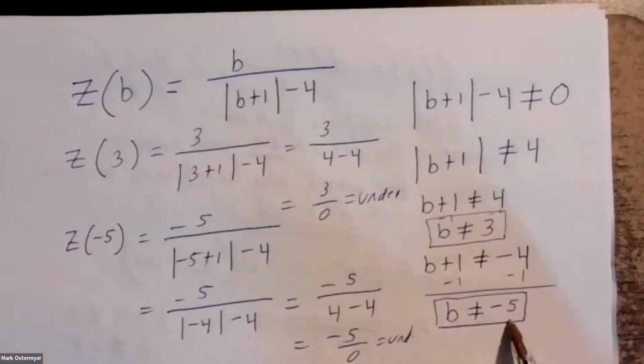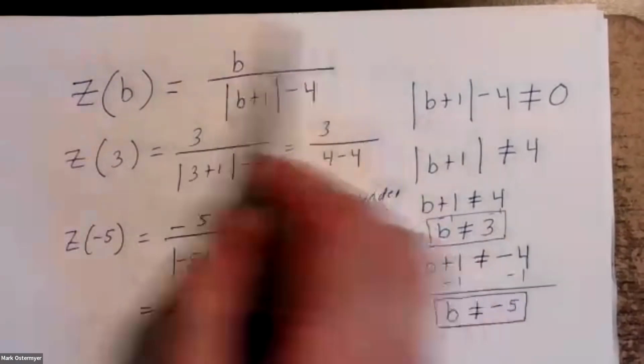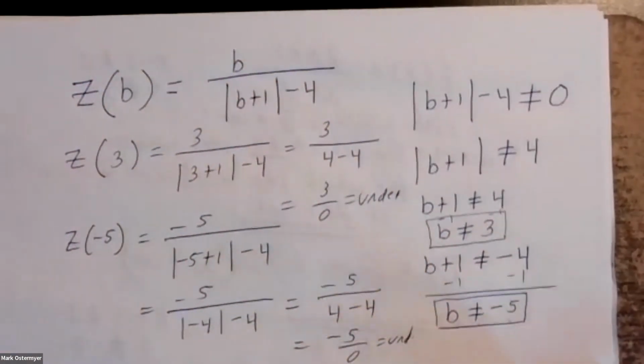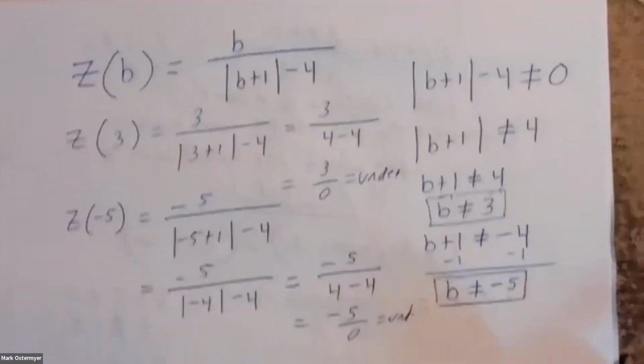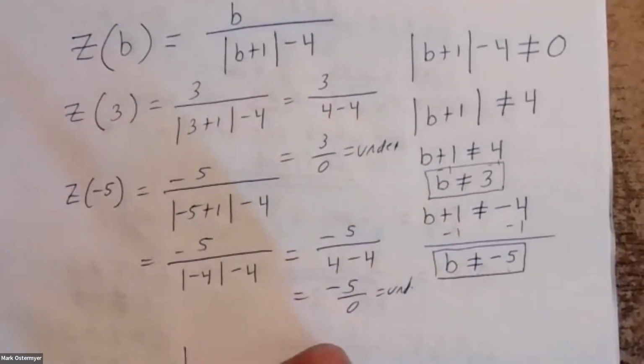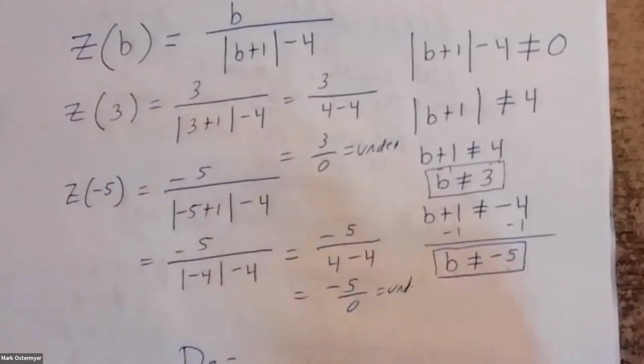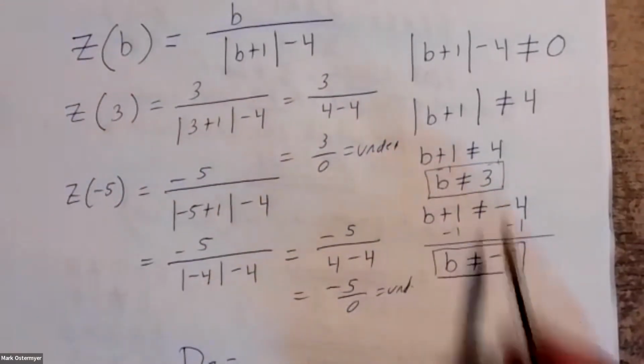3 and negative 5 cannot be in the domain of this function if it is to remain defined. You can put any other real number in for b, but never 3 or negative 5. Therefore, the domain of function z is going to be all real numbers except 3 and negative 5.